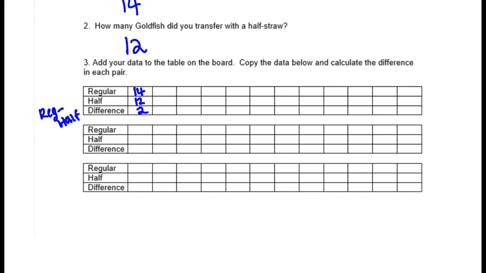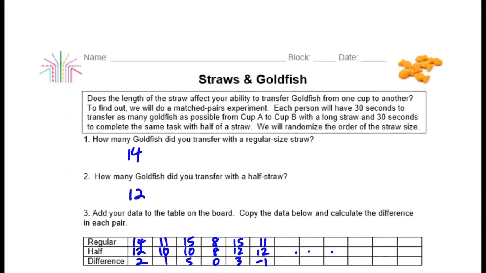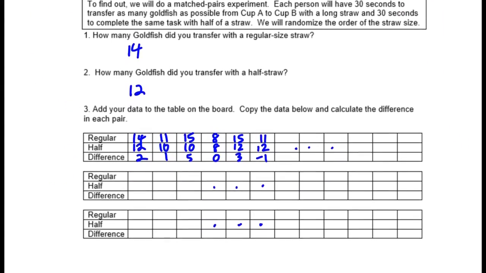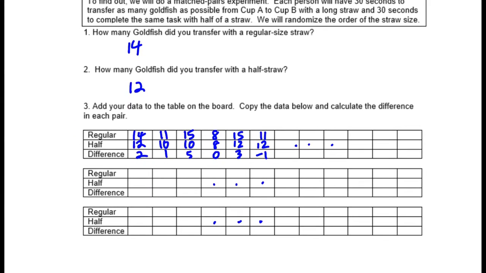If you're at home and you don't have goldfish and you couldn't get data as a class, that might be difficult, then I just want us to go ahead and start copying down some of these values. I have 11 and 10, the difference is 1. 15 and 10, the difference is 5. 8 and 8, the difference is 0. 15 and 12, the difference is 3. And then 11 and 12, the difference is -1. So it's important to keep the negative because remember, we're doing specifically regular minus half. It's key to write that down so that you know, and the order definitely matters.